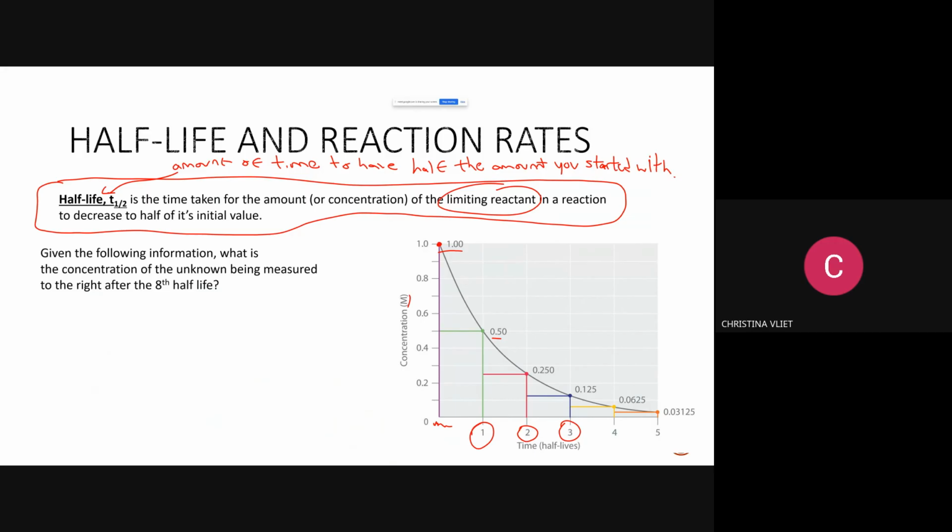So if you take a look at this question, it says, given the following information, what would the concentration of our unknown be after the 8th half-life? What would you do? Each half-life means you halve the concentration. So how many times would you have to halve the concentration? You would divide by 2 how many times? In the power of 8. 8 times. So you would just take 1 and divide by 2 to the 8th. That's absolutely correct. So what would that give you?